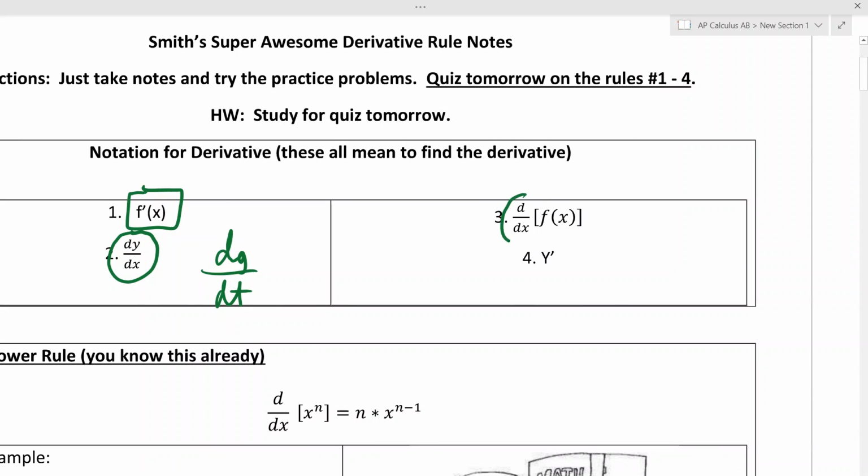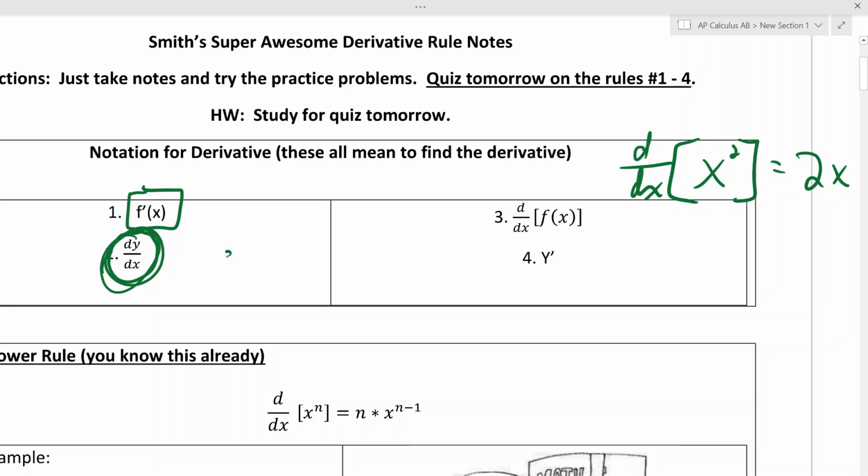D over dx, this little symbol here, means derive whatever is sitting in the brackets. So if I said d over dx of x squared, every single person would tell me, oh, 2x. So d over dx is called an operator. It just means derive this thing. And that's exactly what dy over dx is doing over here. That's really just d over dx of y. But they put the y up top like it's multiplication, even though it's really not. And then y prime is just another way of saying the derivative of it.